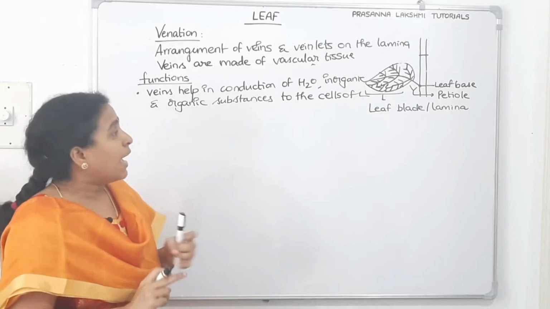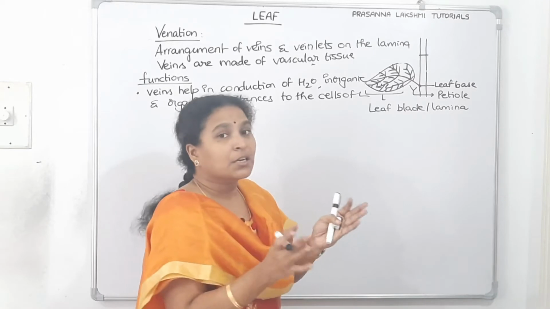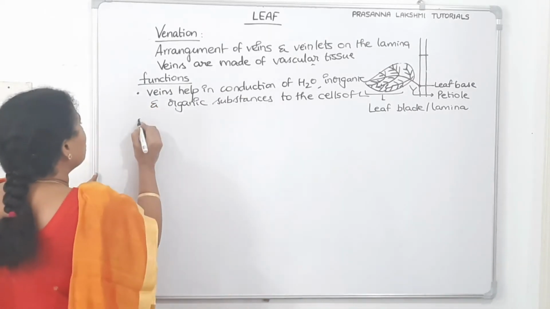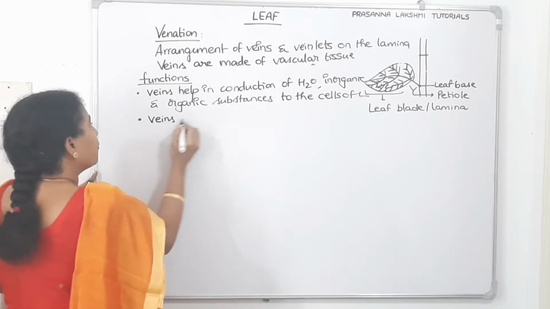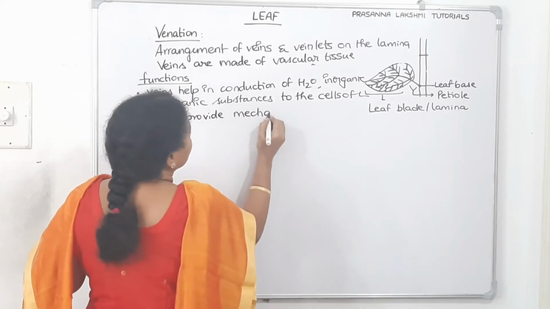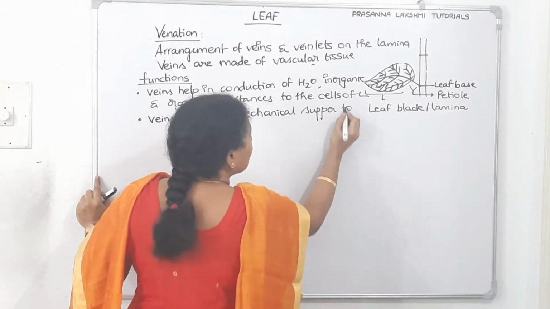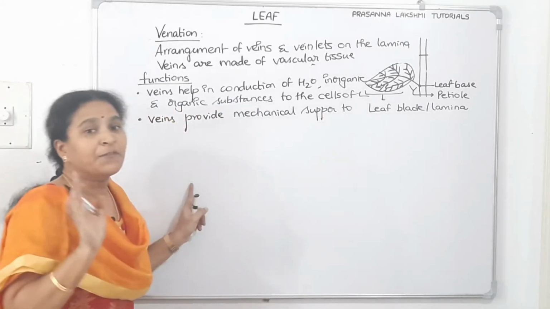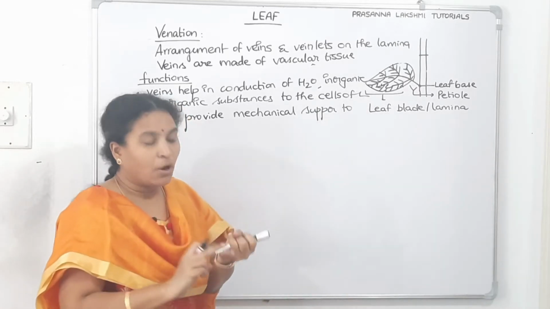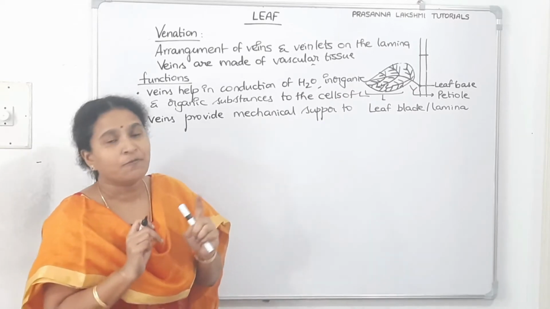That is one function. And the arrangement of veins, if you see, is like a network that provides mechanical support to the lamina. That is the second function. Veins provide mechanical support to the lamina. Veins also help in conduction of water, minerals and food to all the parts of the lamina. So these are the two main functions of the veins.